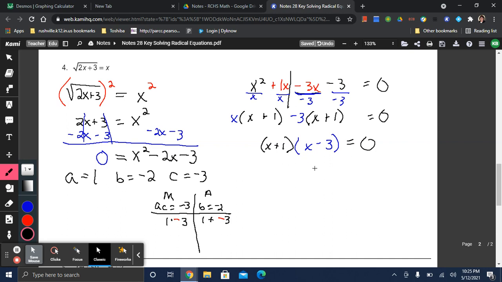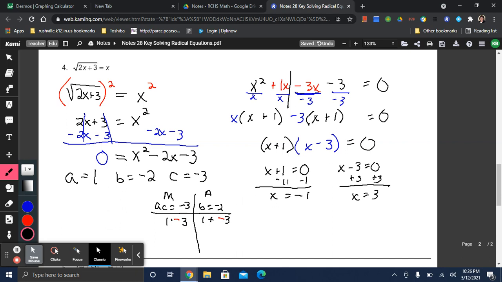And now we set each parentheses equal to 0. So the x plus 1 equals 0, and the x minus 3 equals 0. We can subtract 1 from both sides and get x equals -1. We can add 3 to both sides and get x equals 3. Now we have two answers. One answer we need to be a little suspicious of because it's a negative, and often we have an issue with square roots if they equal a negative.